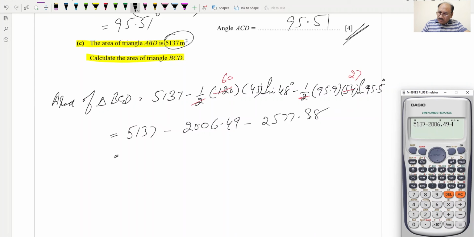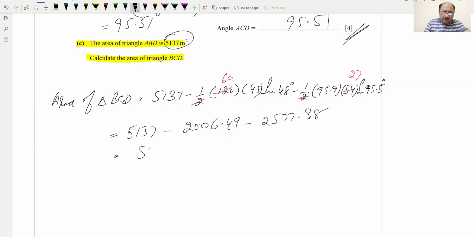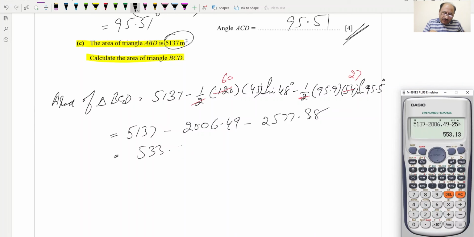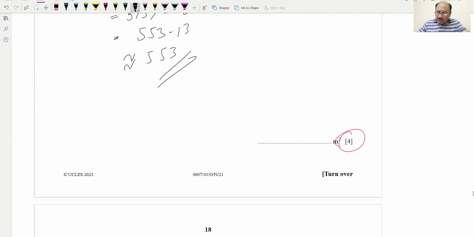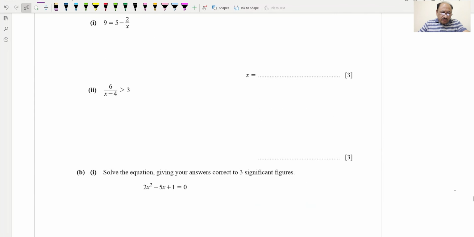2006.49 minus 2577.38, and this is giving us 533.13. So 533 point, it's not 533, 553.13, or we can round to 553. This will be our final answer which we can provide over here, and this is meter square which is already written. So this is done.